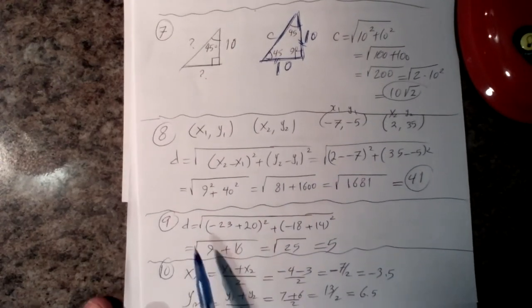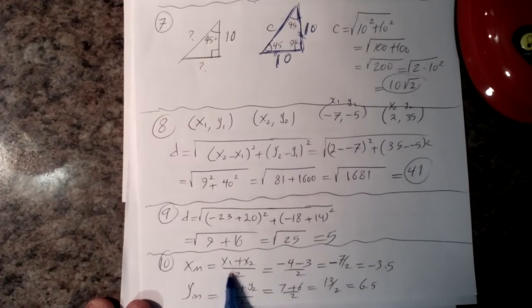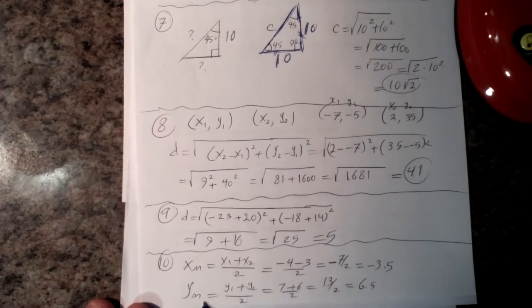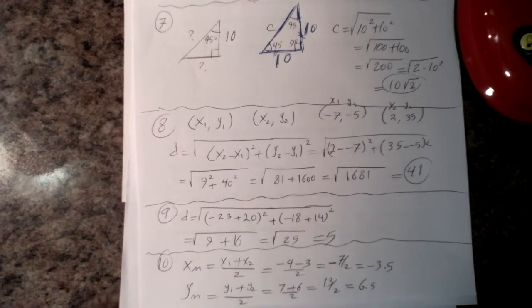The other problems are very similar. It's just that on problem number 10, they ask you to find the midpoint. The midpoint is the average of x and the average of y. So we use that formula. Okay. All right, that's the end of this section.